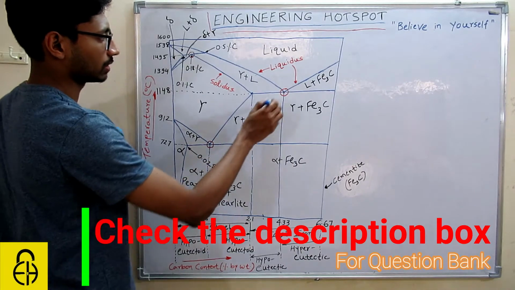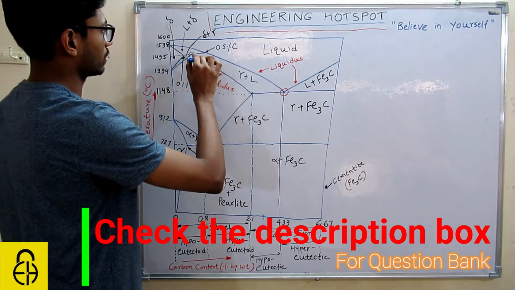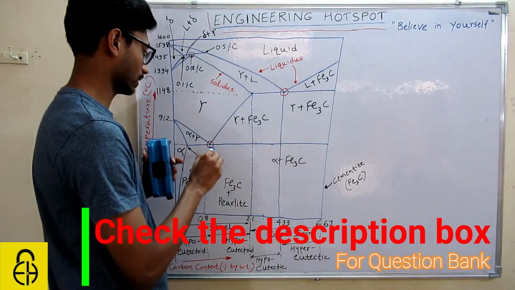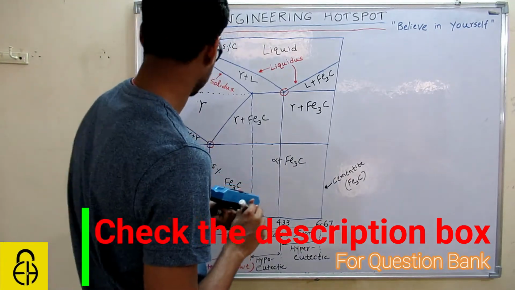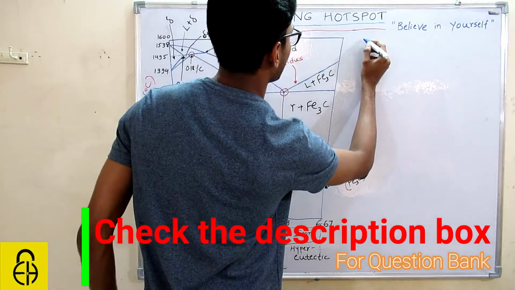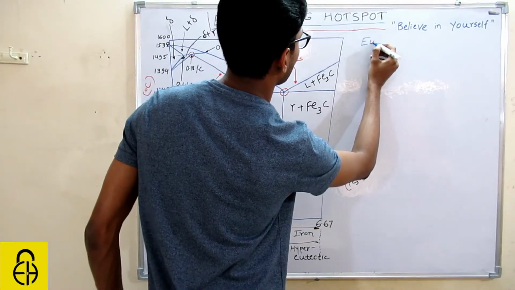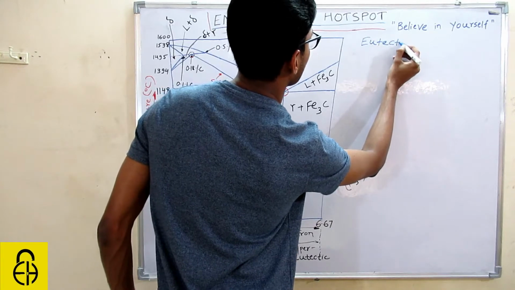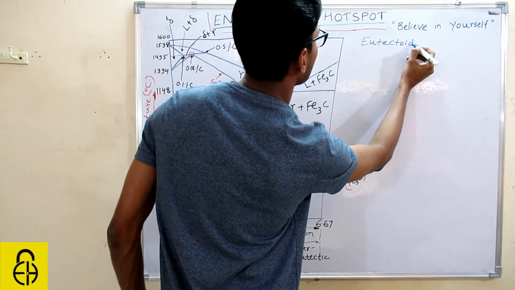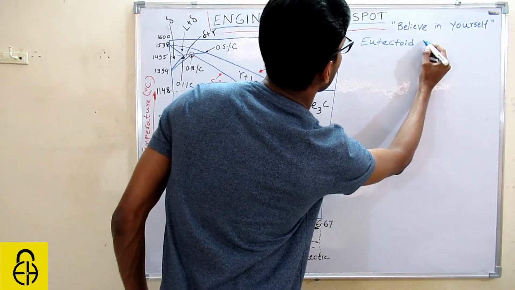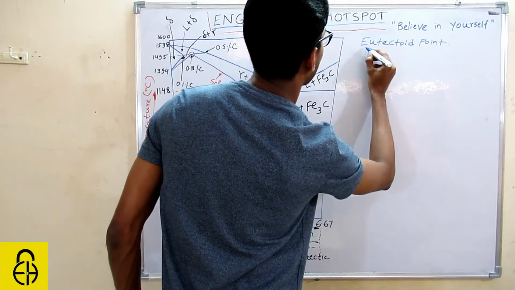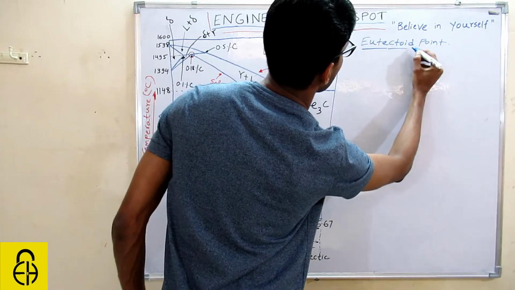Have circled in red, okay, this one. So first begin with this point, okay. This point is called the eutectoid point, or eutectoid. The name is given like that, eutectoid point. So what is the eutectoid point?